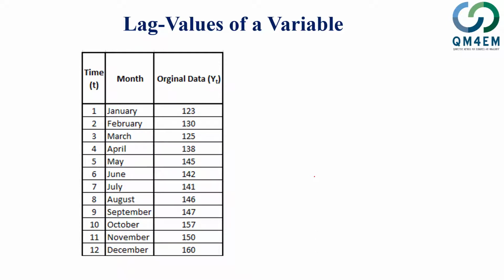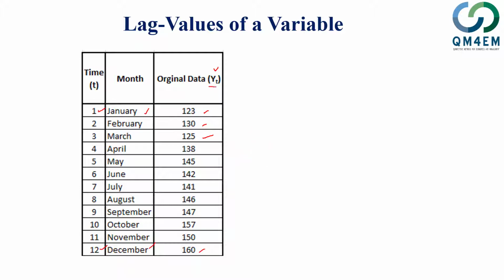Let's say I have a time series variable that's measured for 12 periods. It's shown from time 1 to time 12, and this is 12 months, January till December. Let's say this is variable YT and it's sales data. I have a certain product which I am selling. I sold 123 units in January, 130 units in February, 125 in March, and so on till 160 units in December. Now what does lag value mean?